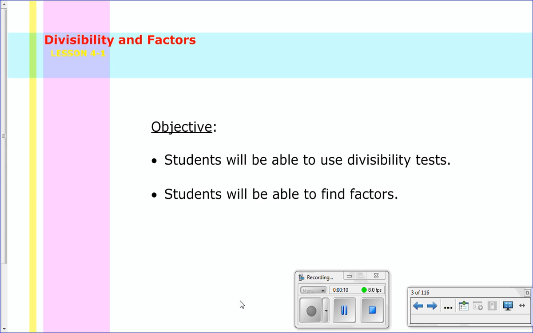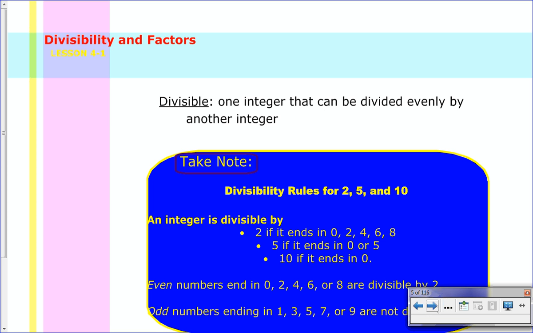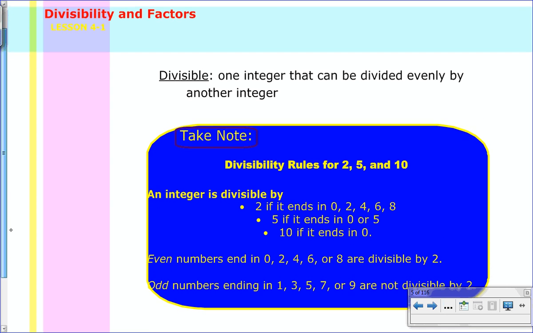In tonight's lesson, we have two main objectives. First, you will be able to use divisibility tests, and secondly, you will be able to find factors. So we're going to skip the warm-up for today and go straight to the lesson. And first, objective talks about divisibility.